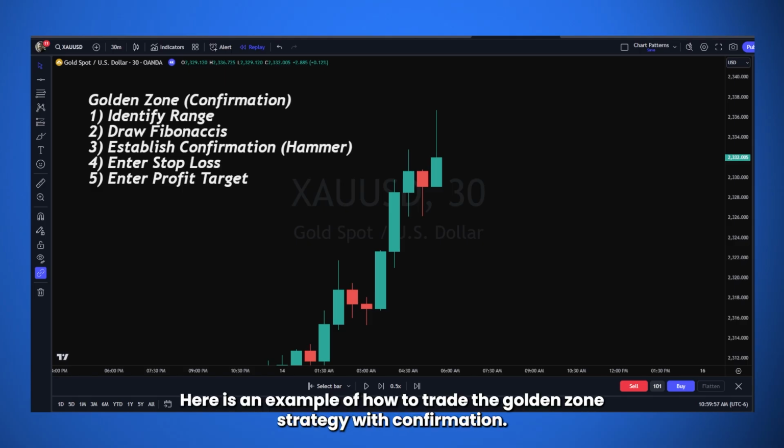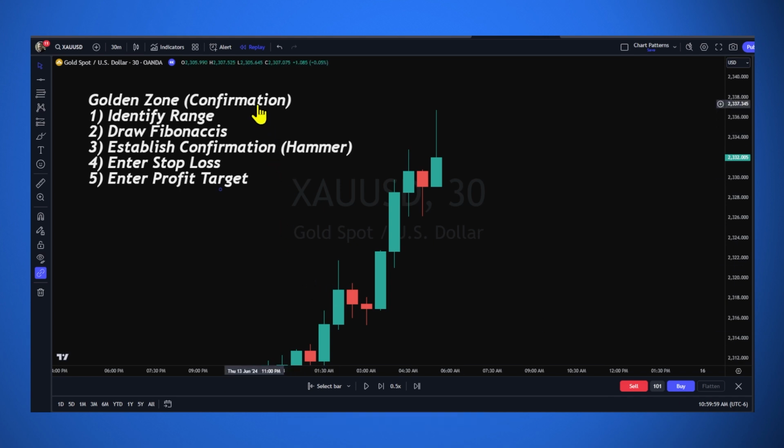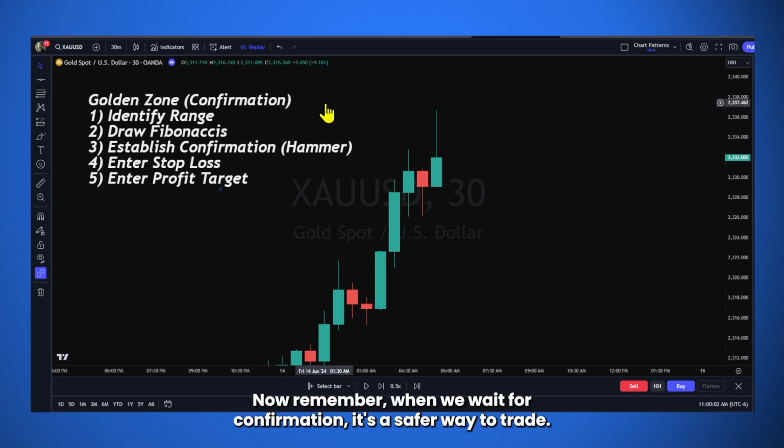Here's an example of how to trade the golden zone strategy with confirmation. Now remember, when we wait for confirmation, it's a safer way to trade. It just takes a little bit more patience.